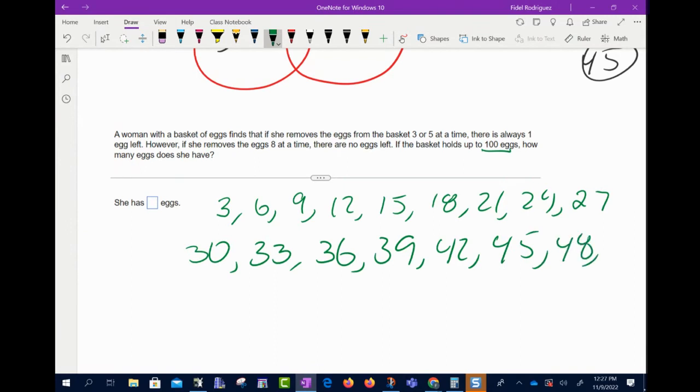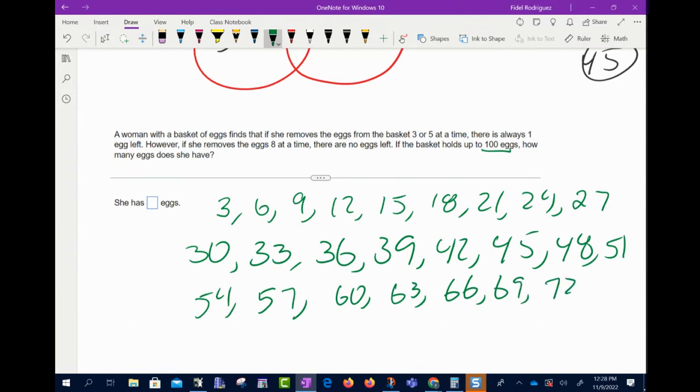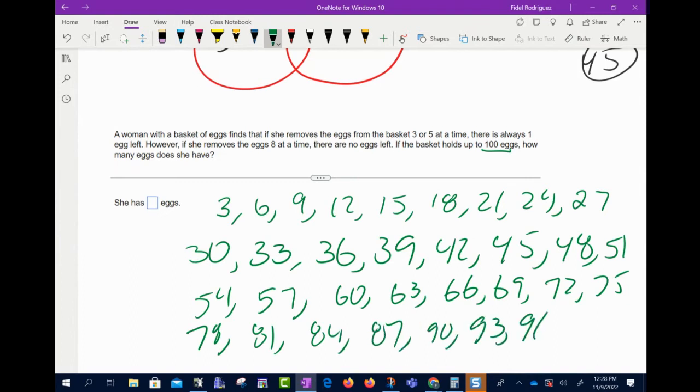45, 48, 51, 54. I'm going by threes. 57, 60, 63, 66, 69, 72, 75. Let's see, what else? 78, 81, 84, 87, 90, 93, 96, 99. Okay, I'm stopping there, y'all, because we know that it only holds up to 100 eggs, okay?